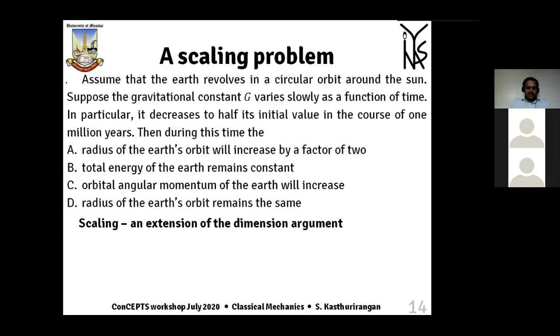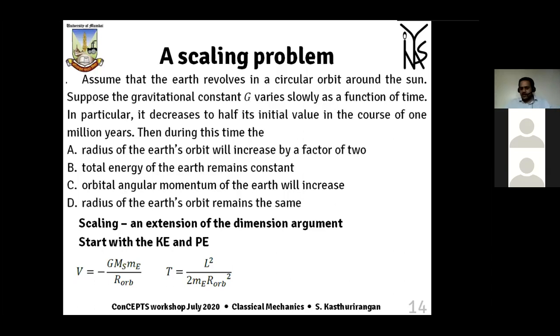Okay? So once you have done that, then only the option to eliminate remains between A and D, more or less. Maybe a few percent possibility that it is answer B. But let us go and look at this. Let us start with the kinetic and potential energy term. What is the potential energy term? It is G into mass of sun, mass of earth divided by radius of the orbit.